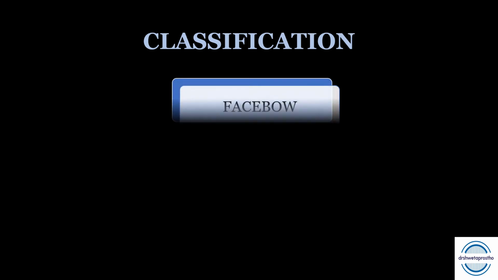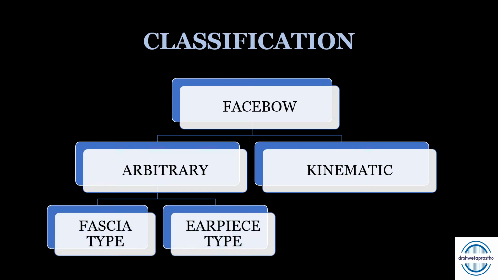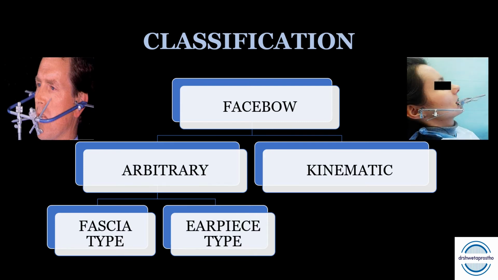Coming to the classification, this classification is based on the location of the terminal hinge axis. That is why I recall the terminal hinge axis. Now, facebows can be arbitrary and kinematic. Arbitrary facebow is based on the average values or the approximate points, and the kinematic facebow locates the exact terminal hinge axis. Okay, so arbitrary facebows can further be fascia or earpiece. We will discuss them one by one.